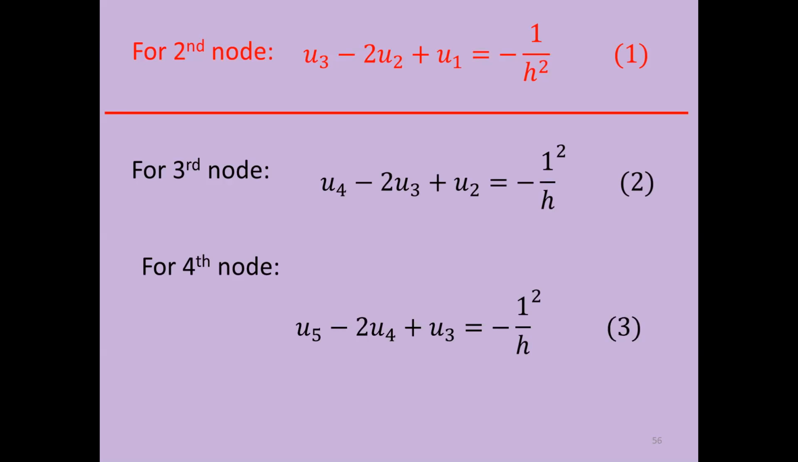In this equation, u1 and u5 have a known value, that is 0, but as you can see, the three equations have three unknowns in the form of u2, u3 and u4. These three equations form a set of linear simultaneous equations and are going to be solved to get the three unknown values of u2, u3 and u4.